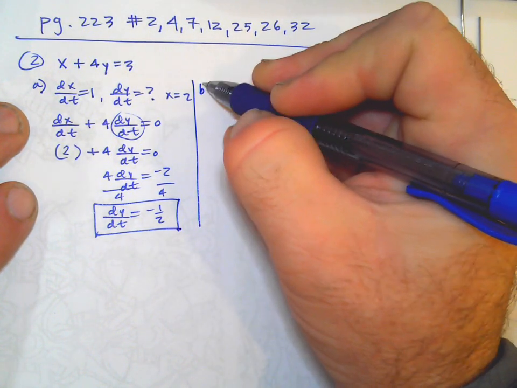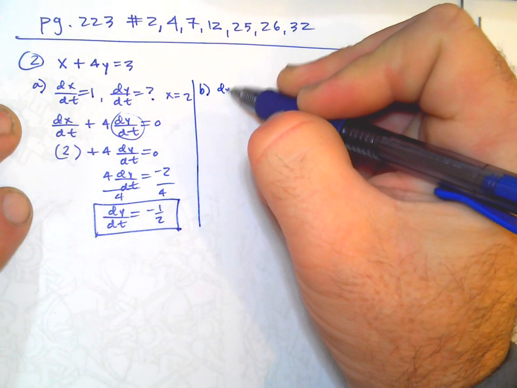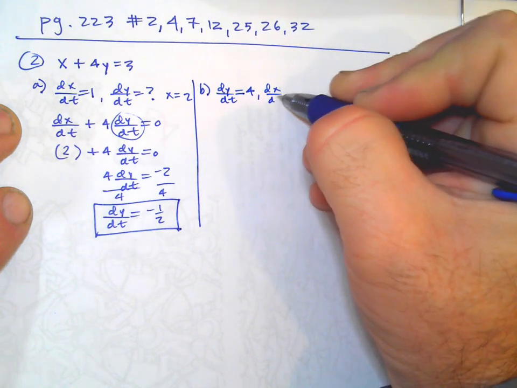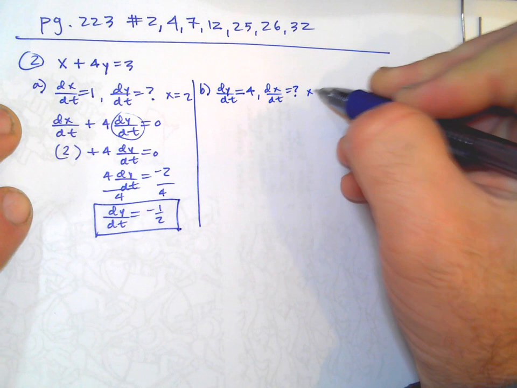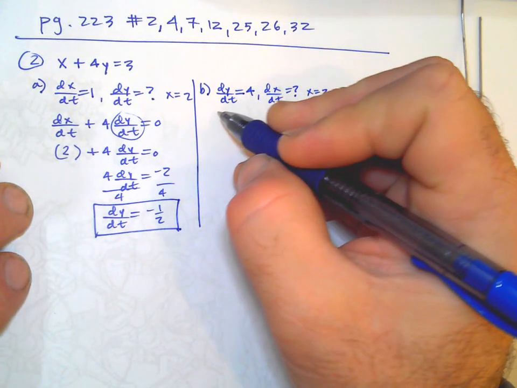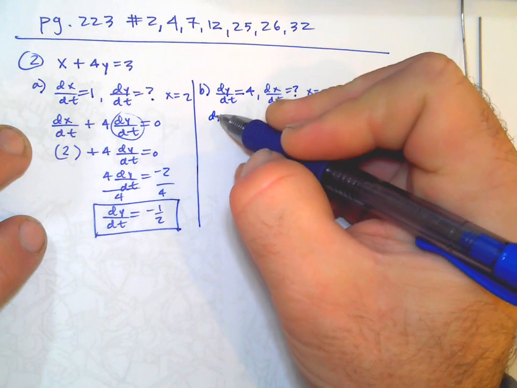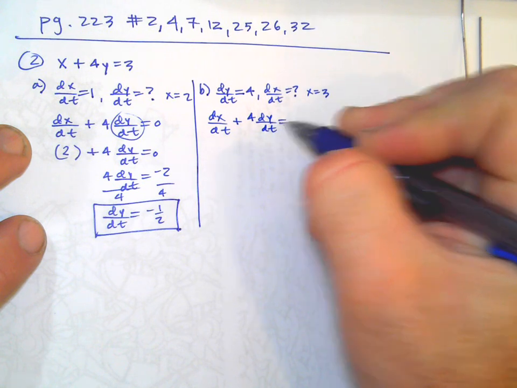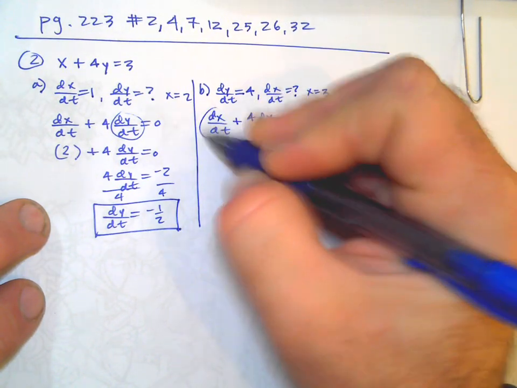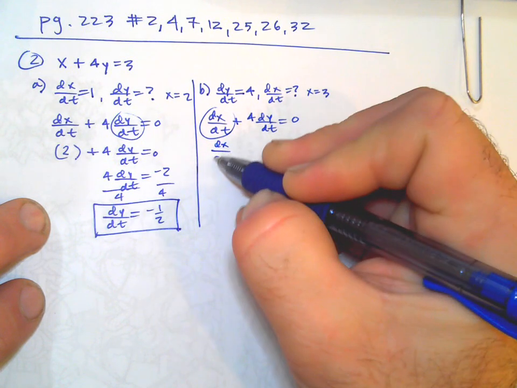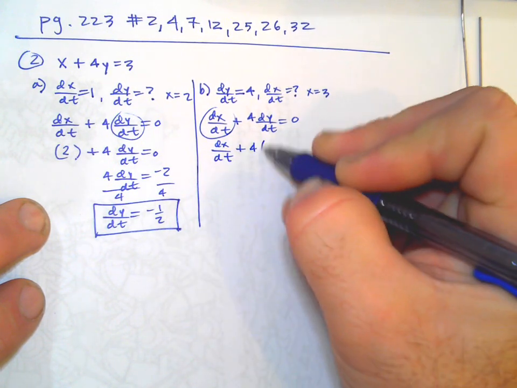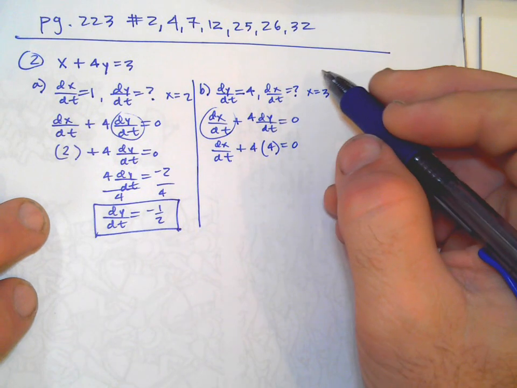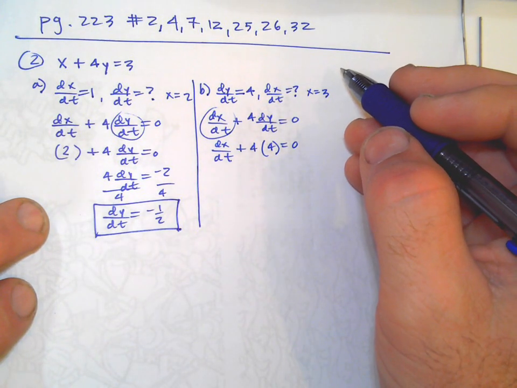Part B says given that dy/dt equals 4, find dx/dt when x equals 3. So we could use the same, or we just redo it: take the derivative implicitly, dx/dt plus 4 dy/dt equals 0. So this time we're looking for dx/dt, and we know dy/dt is 4, and x doesn't even come into this, right?